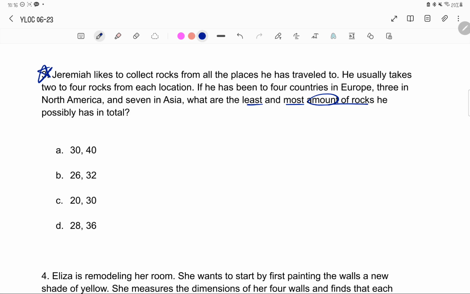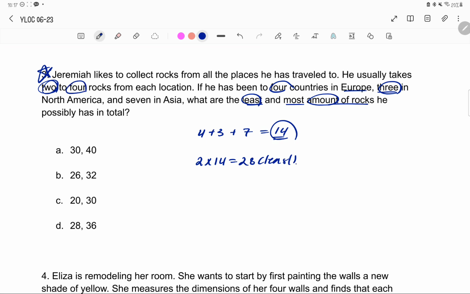So what we're going to do is, here, least. What does least mean? It's assuming that he grabs only 2 rocks for every single place that he visits, right? So he went to 4 in Europe, 3 in North America, and 7 in Asia. If we add all up, it's a total of 14 locations, right? And the amount of rocks is 2 times 14, which is 28, the least.